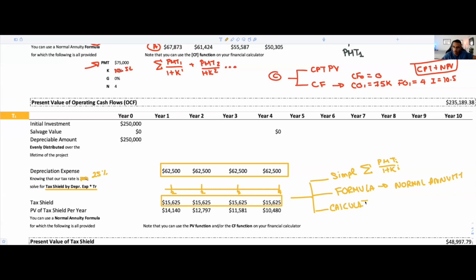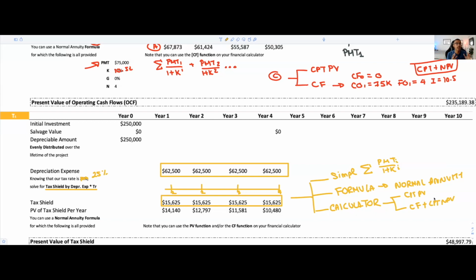Within your calculator, you could use one of two methods. You could either use the PV method, or you could use the compute PV method, where we do CF plus compute NPV. So realistically, there are 4 methods that you could go for. Go with the one that works best for you.